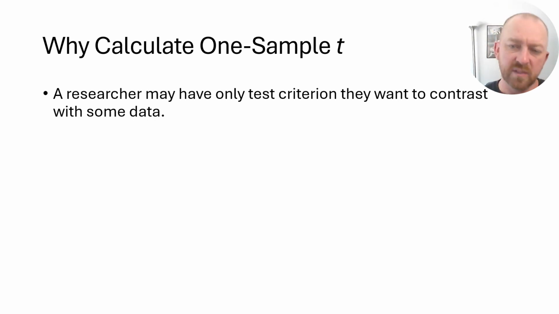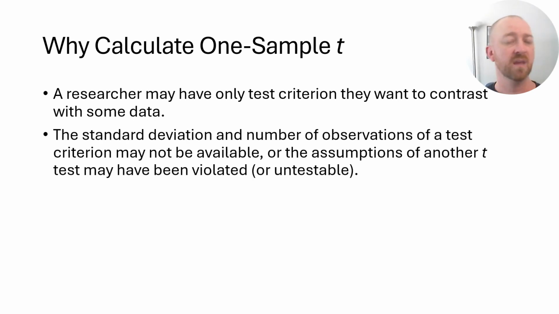Okay, so this is one reason why we may want to calculate a one sample t-value: you just want to contrast your data with some known set of data. It also might be that you want to contrast it with some previous research, but they didn't disclose their standard deviation or their number of observations, and so you can't put it into an independent samples t-test. This is a real scenario. In fact, this happened to me on my dissertation. Well, actually, there's a follow-up study to my dissertation.